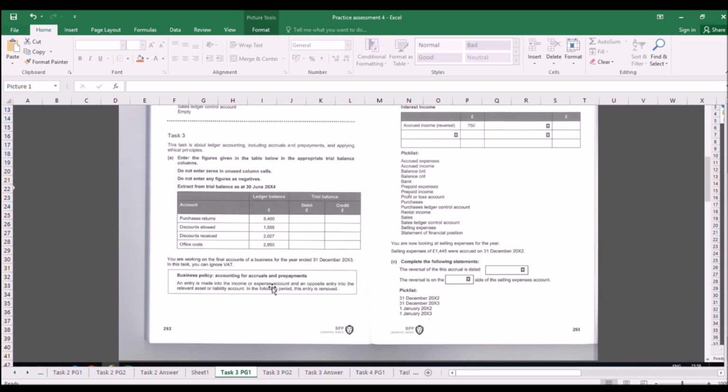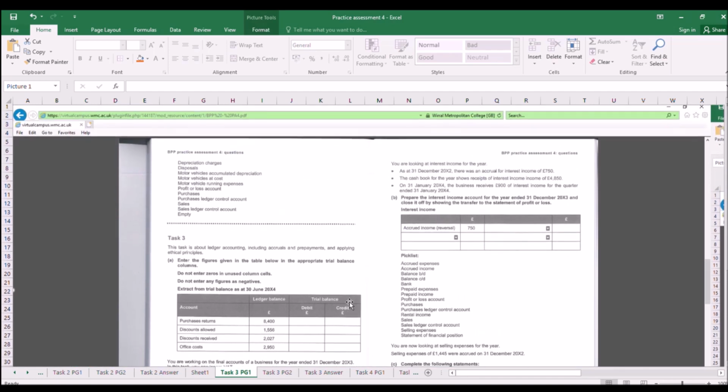Business policy, account for accruals and prepayments. Okay, an entry is made in the income and expenditure account and the opposite entry into the relevant asset or liability account in the following period. The entry is removed. Okay, so we actually removed. So what we've got is that it's telling you it does reversing journals. So on the first day of the following period, we're going to have a reversing journal removing it.